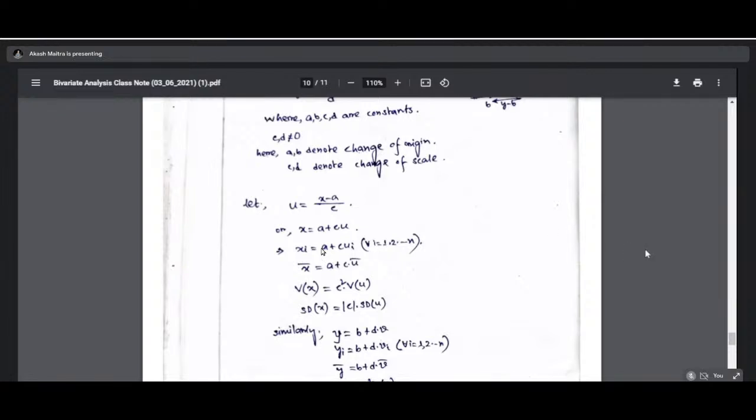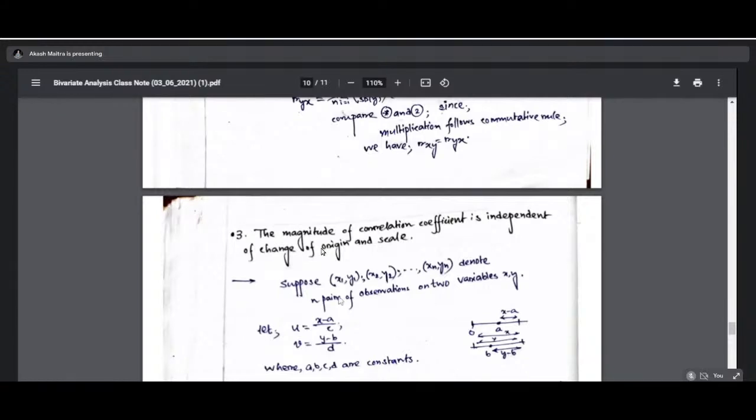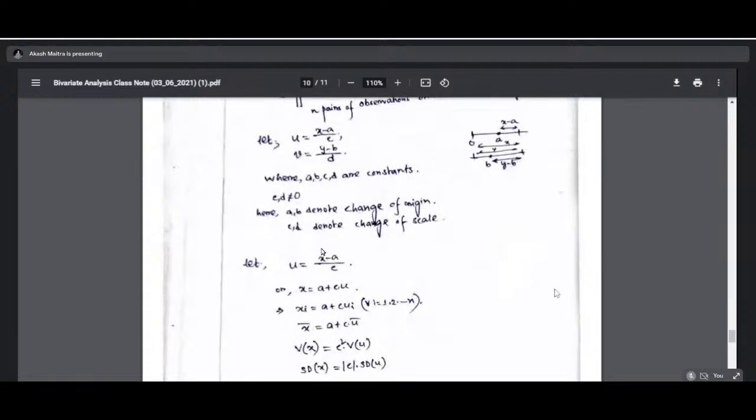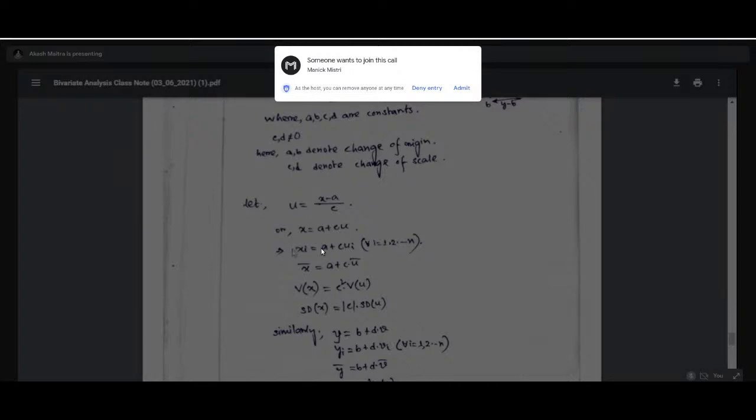So since I have the data points of x and y, that is I have x1, y1, x2, y2, denoted in pairs of observations on two variables x and y. If I have the relation x equals a plus cu, we have all those points xi equals a plus cui. So we can consider the mean: by taking the whole sum and dividing by n, we get that x bar equals a plus c u bar.